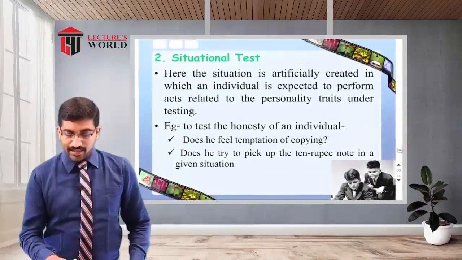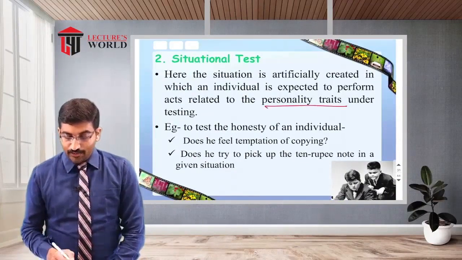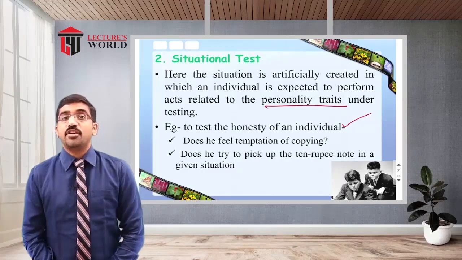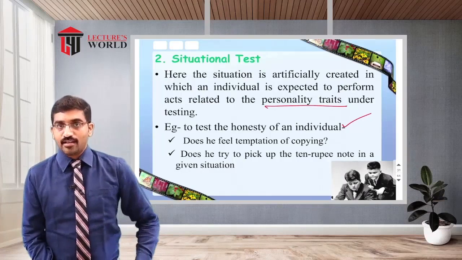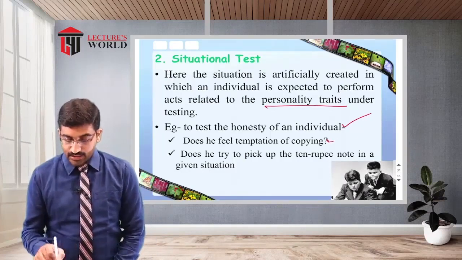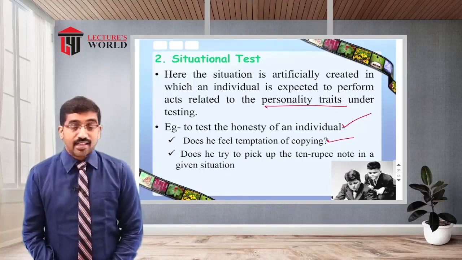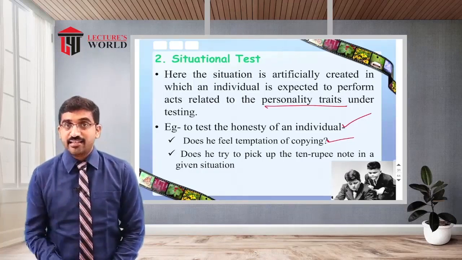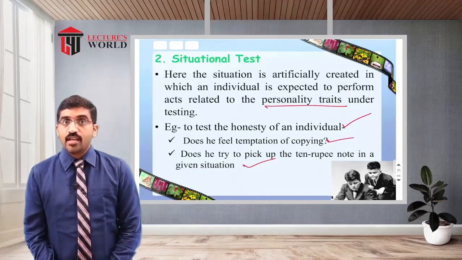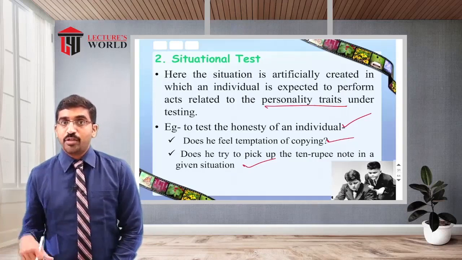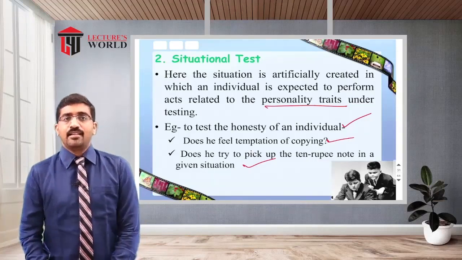Situational tests, because some situations can also be created to understand a personality trait. For example, I want to check the honesty of an individual, like how honest the student is. So how will I check? I will ask: does he feel the temptation of copying in the exam? Whether he's copying or turning like this, seeing here and there. Does he try to pick up the 10 rupee note in the given situation? If I have put some 10 rupee note here and there, and I show that I have not kept anything, I do not remember.